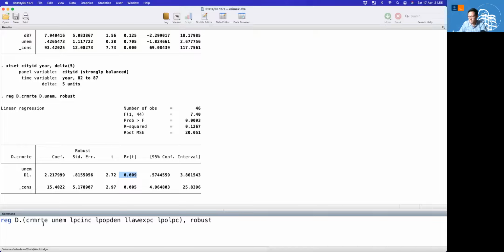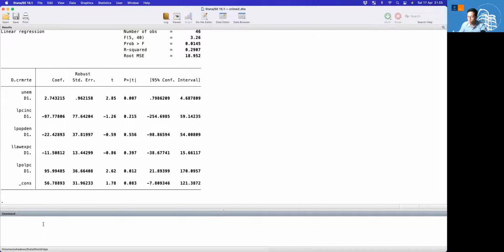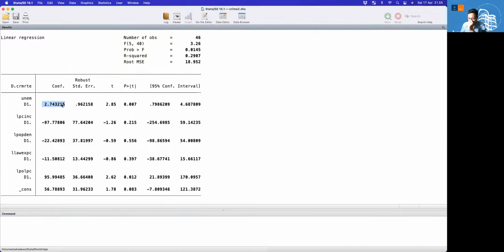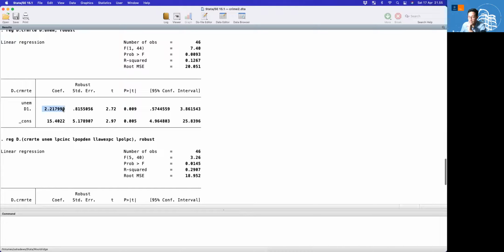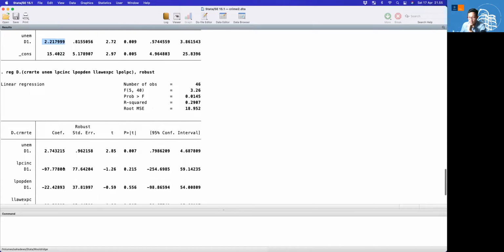I can use the robust standard error as well. All right. So again, by including control variables, you can now get a higher estimated coefficient. In the previous estimation, you just get 2.21. In this particular estimation, you get 2.7. So we can see that if you do not include the explanatory variables, the estimated effect of unemployment would be underestimated. And an interesting observation is that it's still statistically significant.